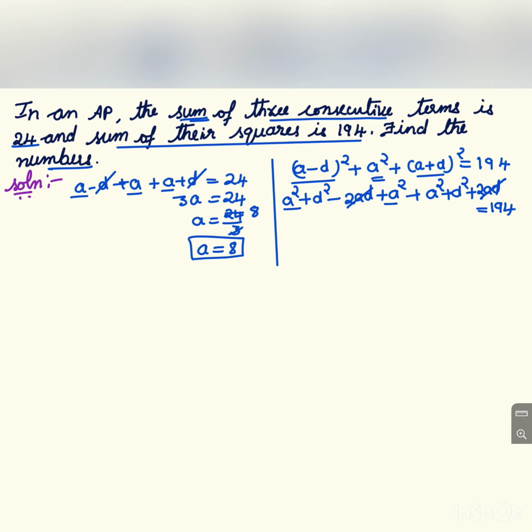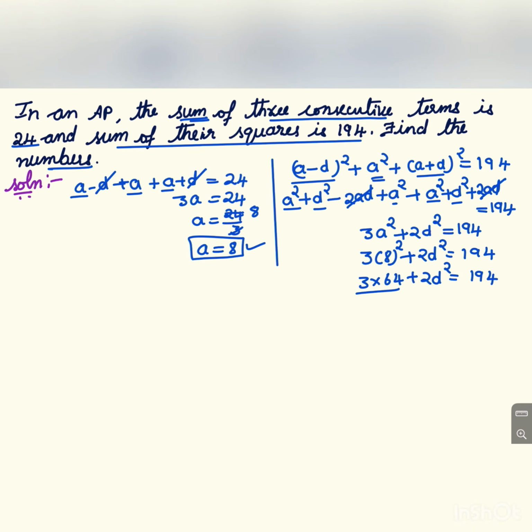a square plus a square plus a square is 3a square, and d square plus d square is 2d square, which is equal to 194. Now we know that a is 8, so let us substitute that here. 3 into 8 square plus 2d square is equal to 194. 3 into 8 square is 64 times 3, that is 192, plus 2d square is equal to 194.